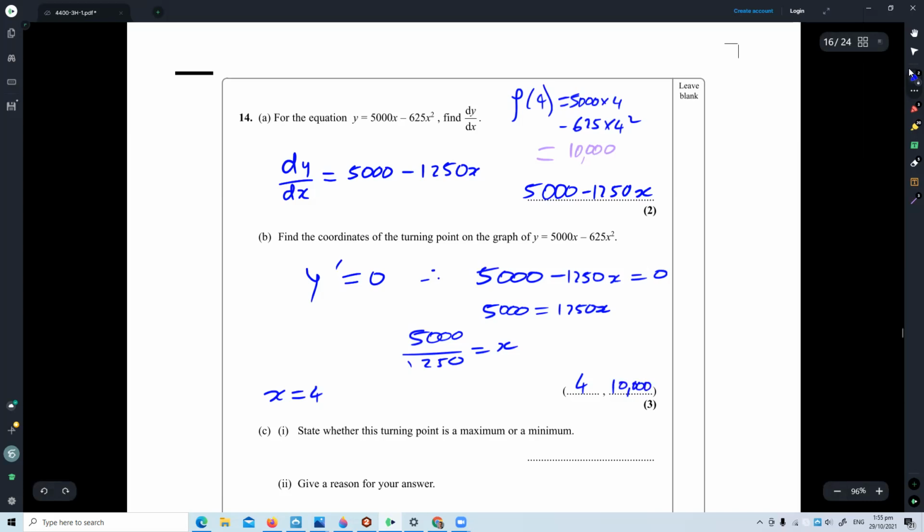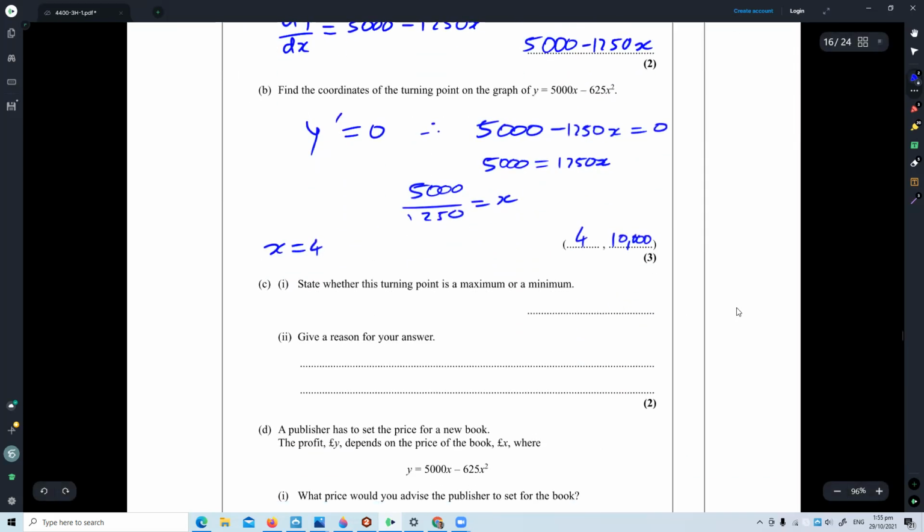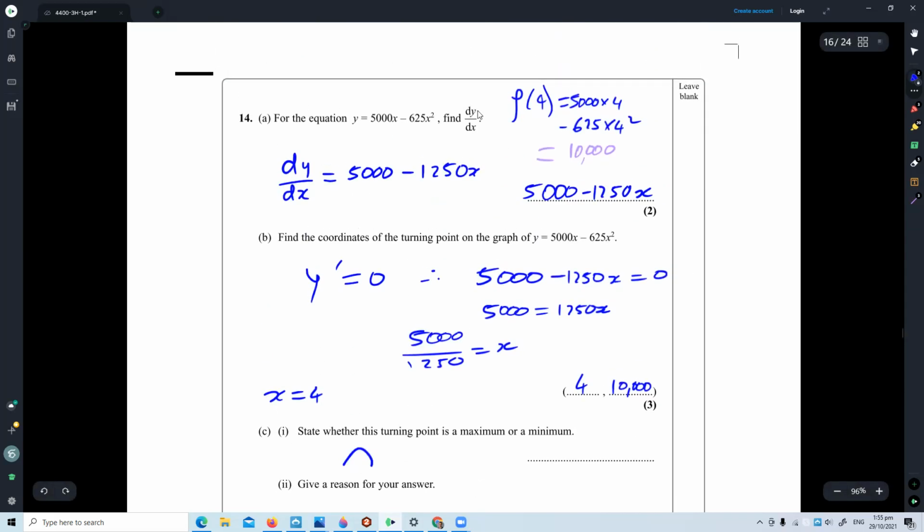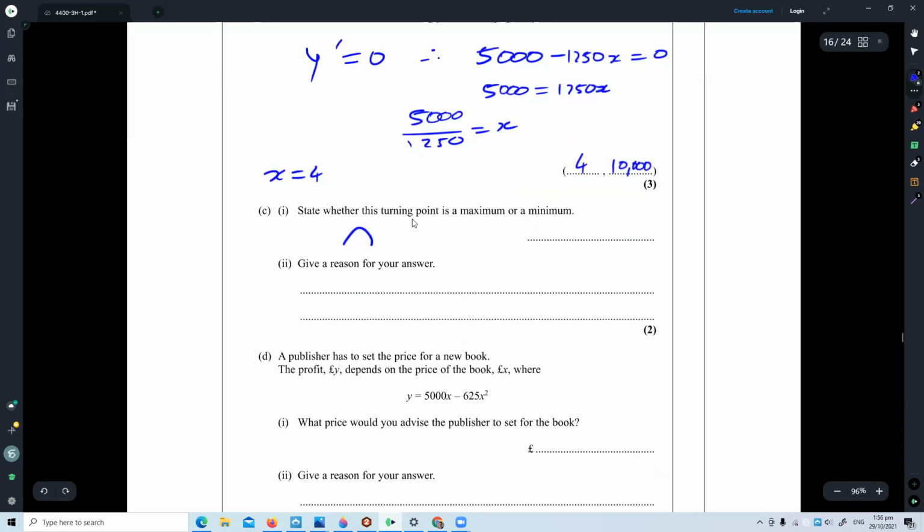State whether it's a maximum or minimum. Well, you could look at this quadratic equation and realize that because it's a negative x squared type of equation, like it's facing down, because it is minus 625x squared here, which is a negative coefficient in front of x squared, you could say because of that, it's a maximum.